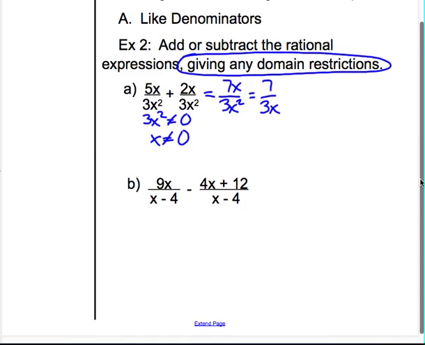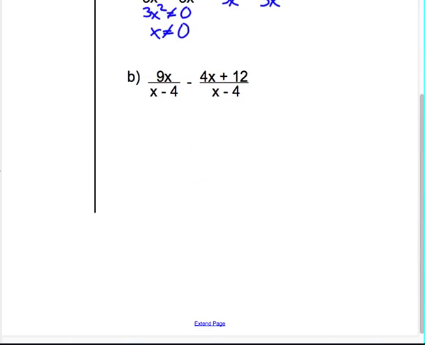Looking at my second example, I have subtraction. And because I have 2 terms in my second fraction, I am going to add the opposite so that I don't lose track of my negative sign. Now I'm going to combine like terms. So adding in my numerator, 9x minus 4x, I get 5x minus 12 all over x minus 4. My 5x minus 12 doesn't factor, so that's as simplified as it will get. And then my domain restrictions, my denominator was x minus 4, so that cannot equal 0. So x cannot equal 4.